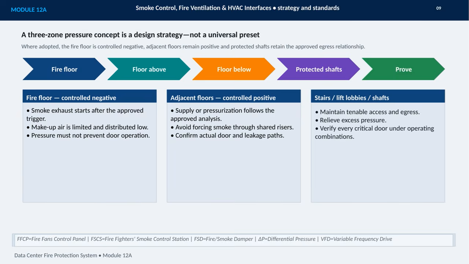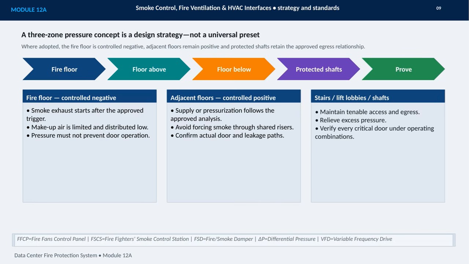On the fire floor, smoke exhaust begins only after the approved trigger. Makeup air is limited and distributed low, while pressure is carefully controlled, so it does not prevent doors from operating. On the floors above and below, supply or pressurization must follow the analysis, with particular attention to preventing smoke from being forced through shared risers. Actual leakage paths and door behavior need to be confirmed, not assumed. For stairs, lift lobbies, and other protected shafts, the objective is tenable access and egress.